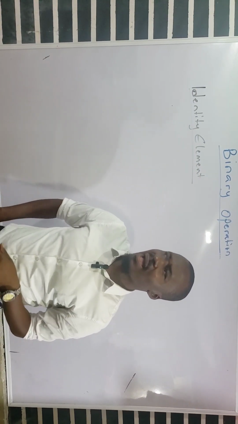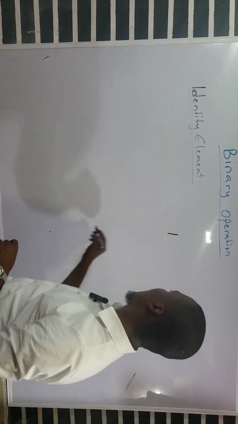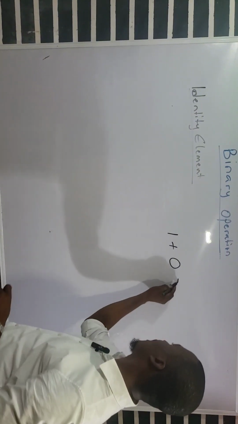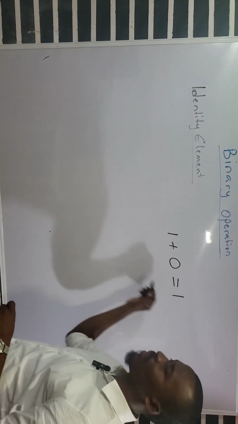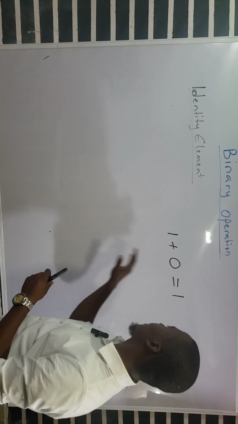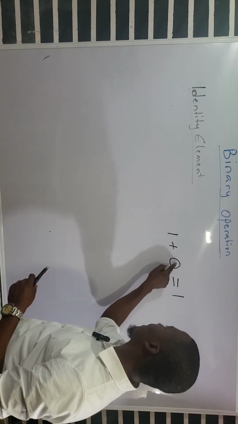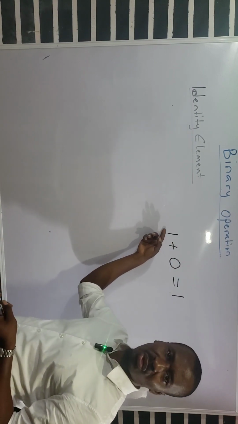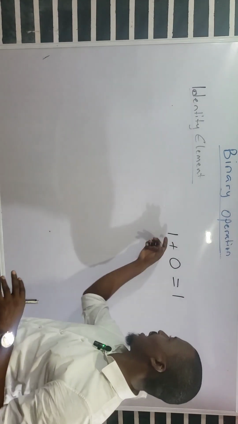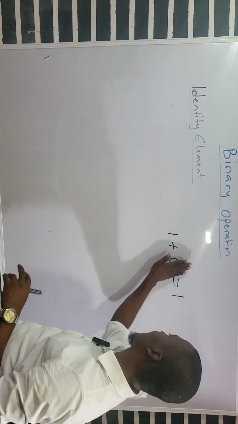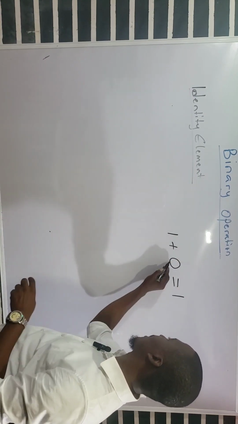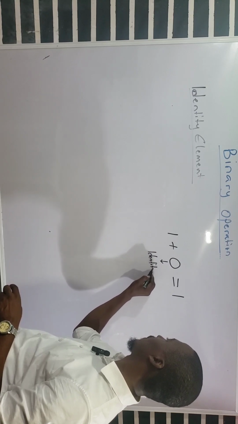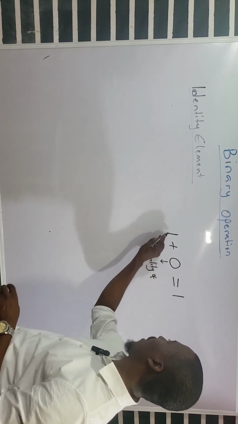Let's say I add 1 to 0 and it gives me 1. What does that mean? It simply means that this thing that I have added to 0 does not really change the element or have any effect on the element. Therefore, we say that this 0 here is the identity of our element.